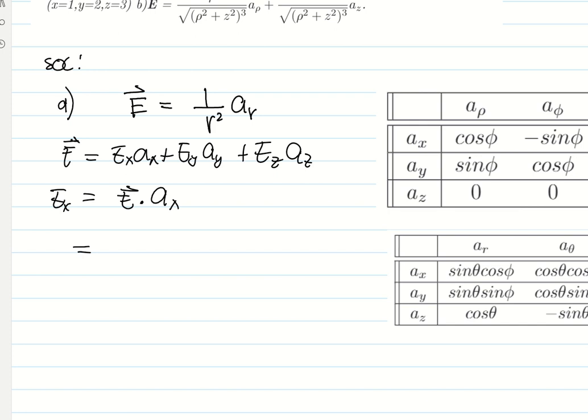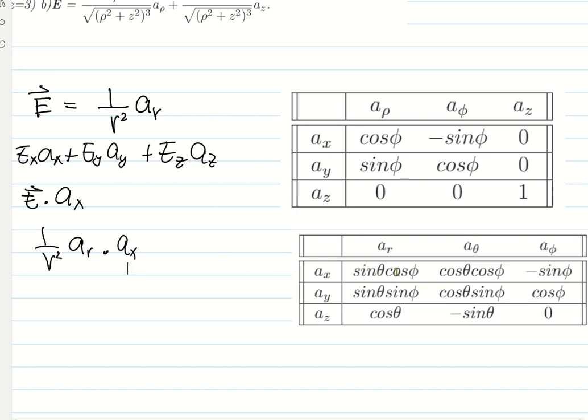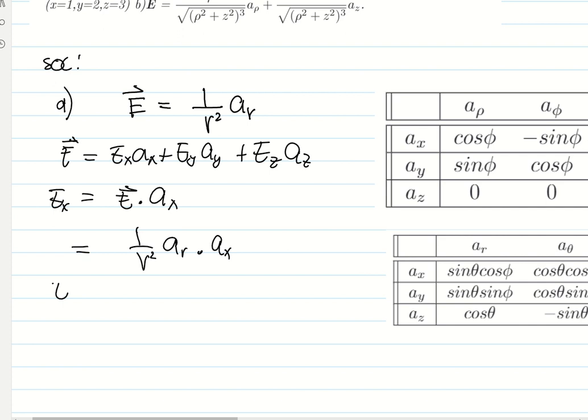And E is this one, so this is 1 over r squared a_r, and you take the dot product, and just do this dot a_x. So if you look at our table, what is a_r dot a_x? a_r dot a_x is sine theta cosine phi. So therefore, our E_x now will be equal to sine theta cosine of phi all over r squared.